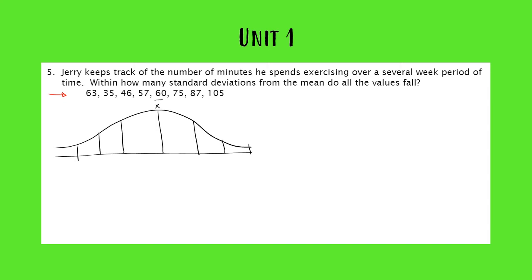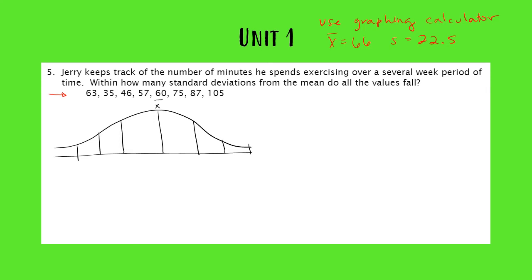All right, so if you did that correctly, when you plug it in and use a graphing calculator, you should have gotten your mean was 66 and your standard deviation was 22.5. So on this one, you should be using a graphing calculator or Desmos to find the mean and the standard deviation.